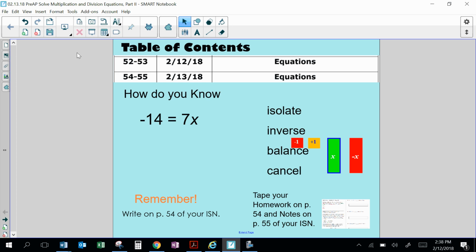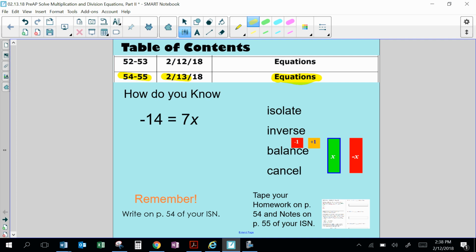First of all, please open up your composition notebook to page 1. On page 1, you will find your table of contents. Today, we are working on pages 54 and 55. Today is February 13th, and yes, we are still continuing our lesson on equations.